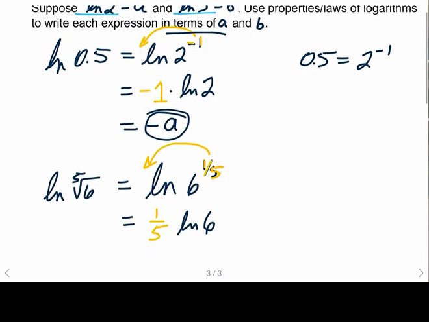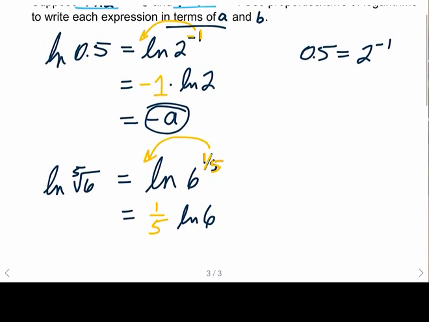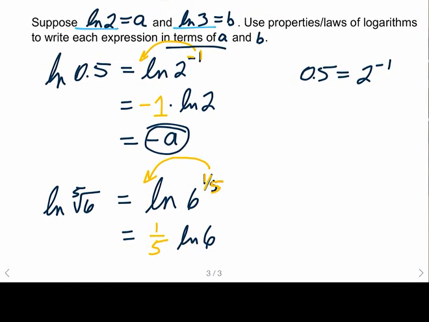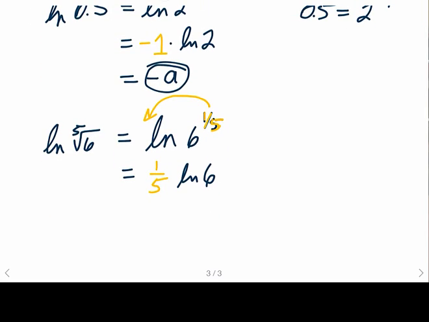Now what I'd like to do is write 6 in terms of 2 and 3 because that's what we were looking at, right? Natural log of 2, natural log of 3. As it happens, 6 is 2 times 3. So we have 1/5 times the natural log of 2 times 3.